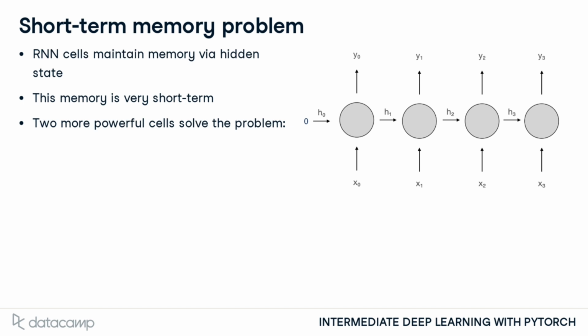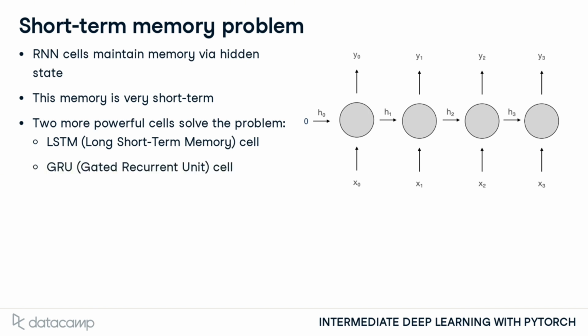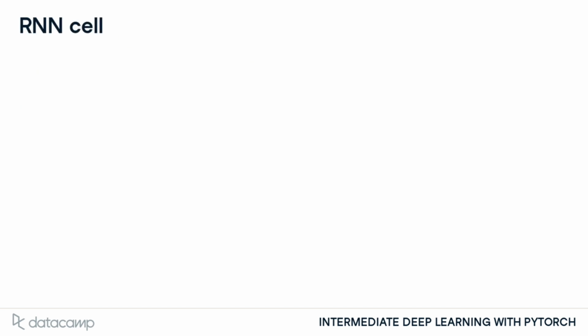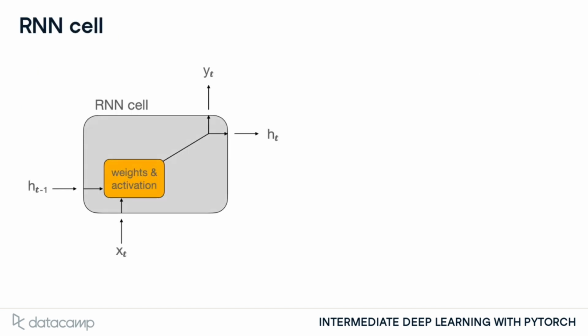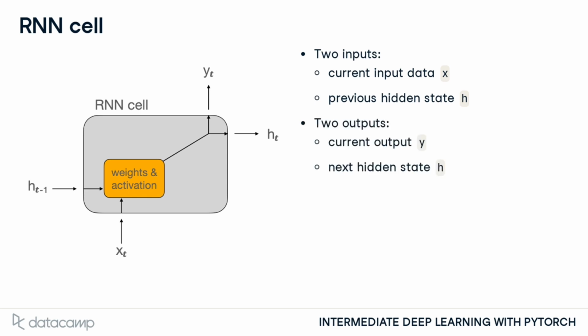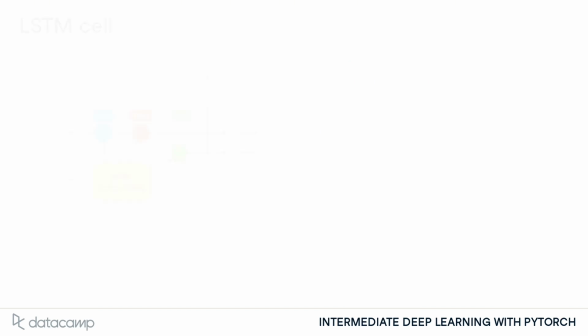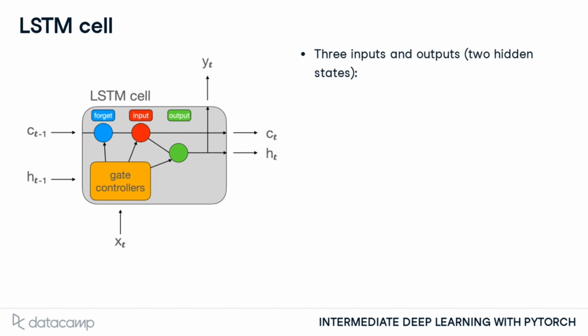To solve this short-term memory problem, 2 more powerful types of cells have been proposed: the long short-term memory, or LSTM cell, and the gated recurrent unit, or GRU cell. Before we look at LSTM and GRU cells, let's visualize the plain RNN cell. At each time step t, it takes 2 inputs, the current input data x and the previous hidden state h. It multiplies these inputs with the weights, applies activation, and outputs 2 things: the current outputs y and the next hidden state.